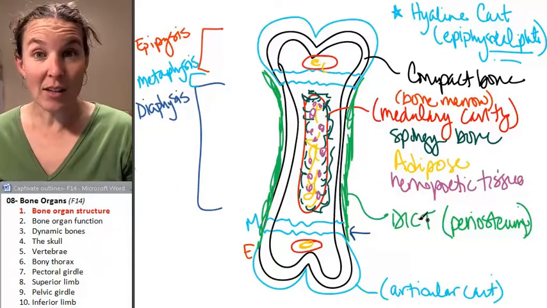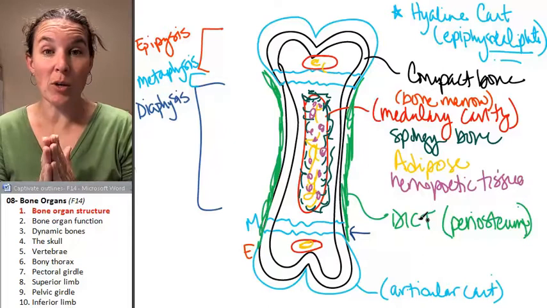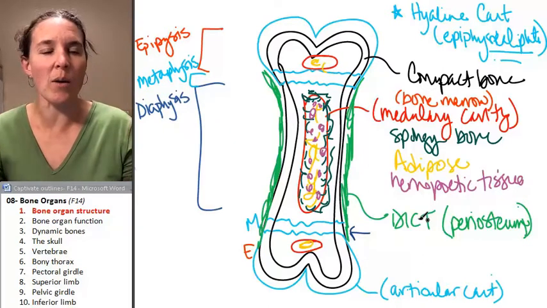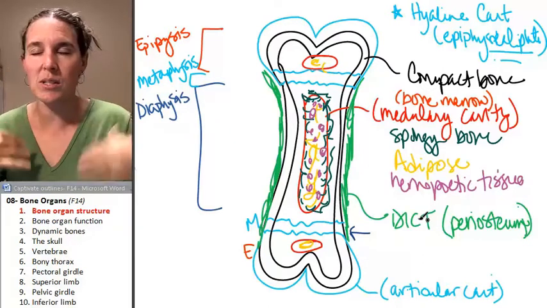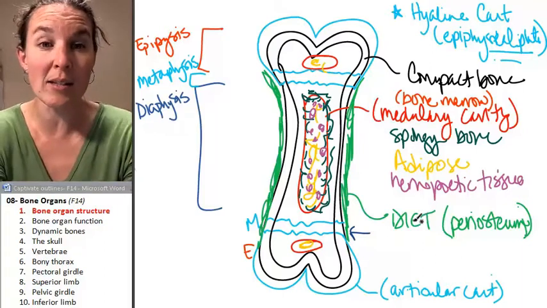I think that's everything that you need to know about the structure of a long bone. Now we're going to look at all these bones that we stick together in our skeleton. What is their function?